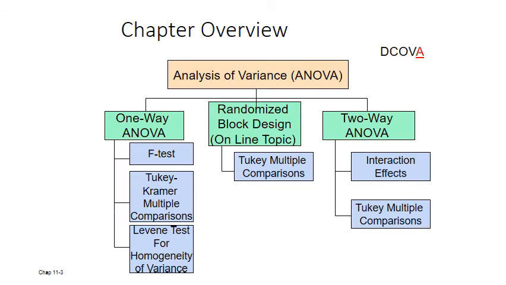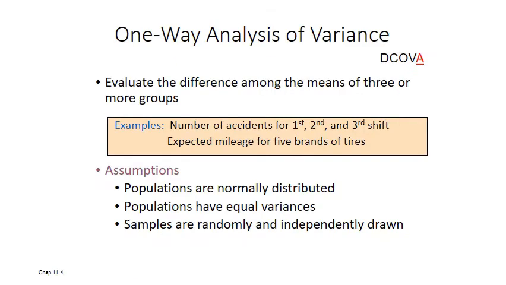So in analysis of variance, we apply the F-test. And on the basis of acceptance or rejection of the F-test, we apply Tukey-Kramer's multiple comparison. We will discuss it later. And later on, we will apply the Levene test for homogeneity of variance. We will discuss this one as well. How to do this, we will see later.